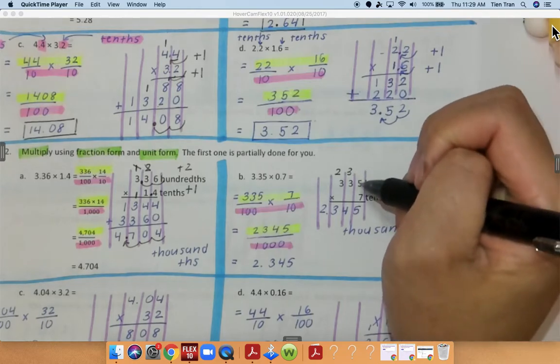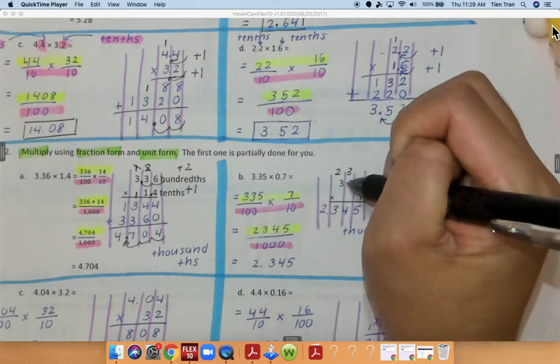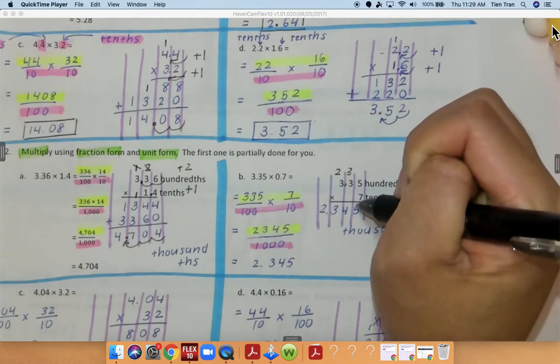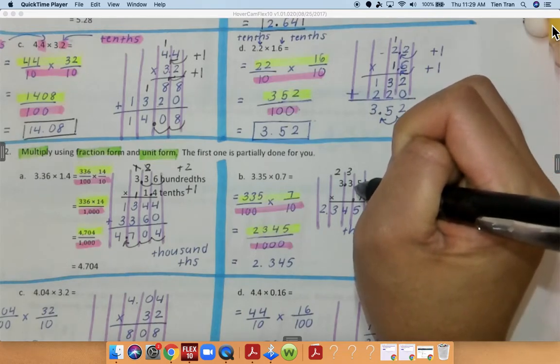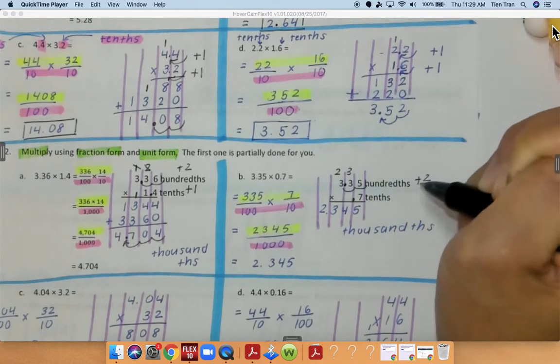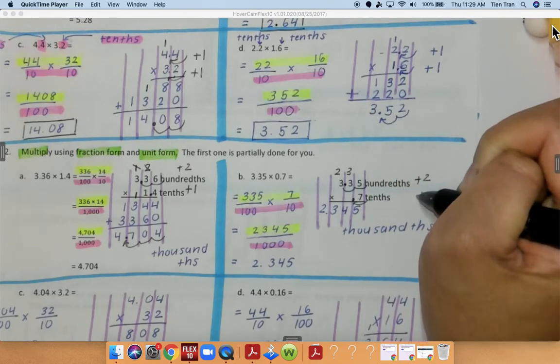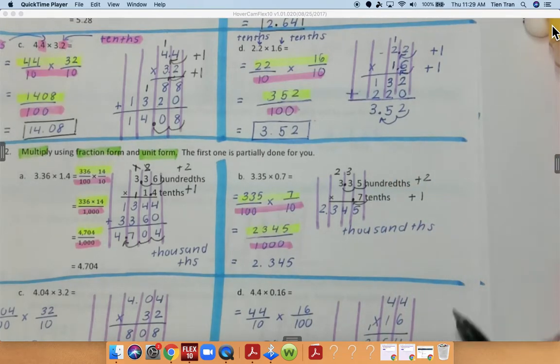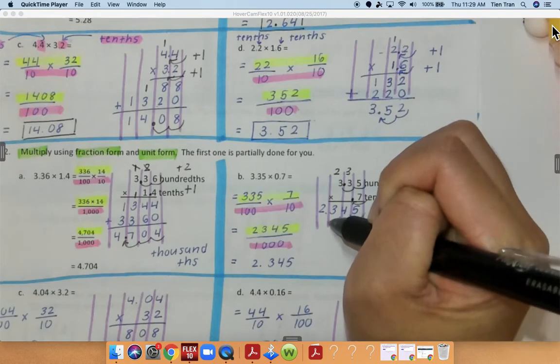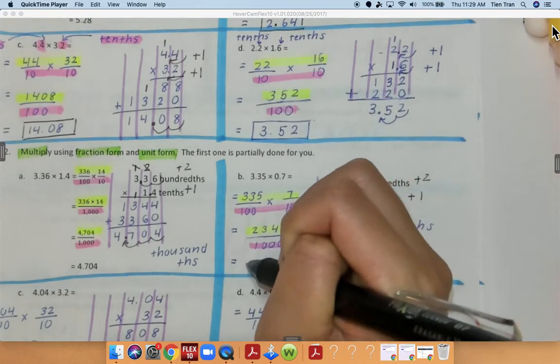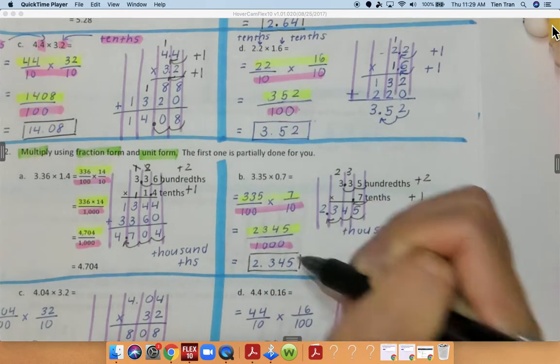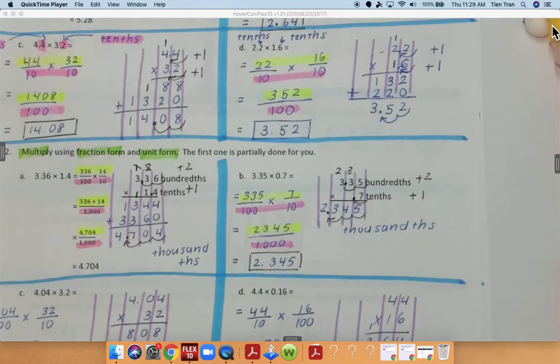And I am moving my decimal over based on how many decimal points there are. So for this one, you're moving it over 1, 2. For this one, you're moving it over once. So you need to move over 3 times. 1, 2, 3. That's where your decimal will be. So your final answer is 2 and 345 thousandths.